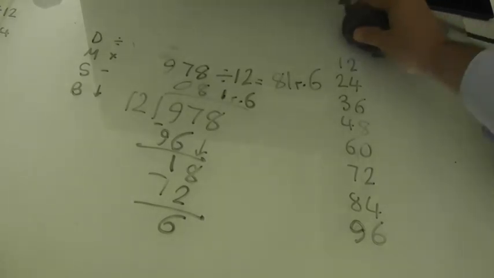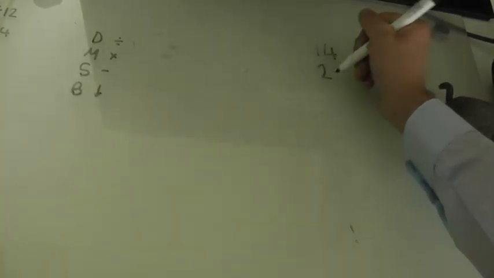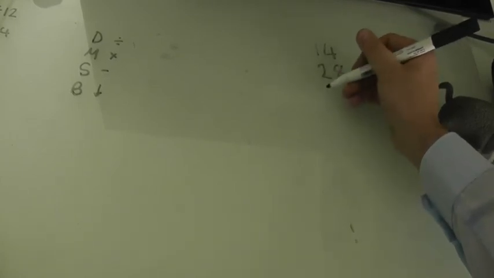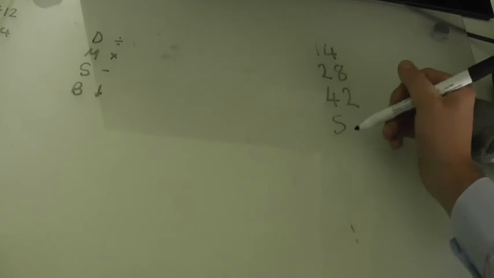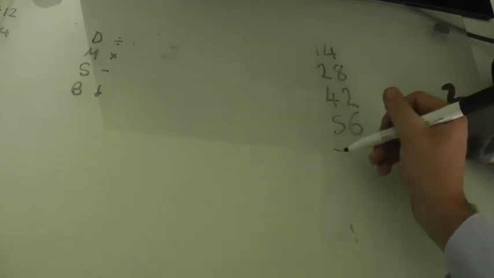Let's have a look at the next one. As I say, they are getting harder as they go down. We've got our 14s now. So write down the 14 times table down the side. 30, 42, 56, 70. Right, let's leave it there for now.